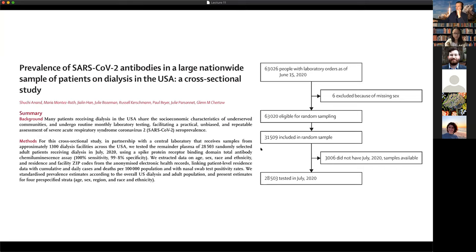So you might want to look at this from the standpoint of decision-making. They used a very similar approach, a slightly different assay. Again, they report 100% sensitivity, 99.8% specificity. I didn't look into the details here, but you can if you want. This is the standard workflow of how the patients were selected. You started with some large number of laboratory orders across this network of dialysis clinics. Six were excluded because they didn't know if they were men or women. There wasn't sufficient record, and that's an important covariate, so you want to know this. 63,000 were eligible for random sampling, you take half of that, then you exclude some because they don't have samples, and there's your underlying sample.